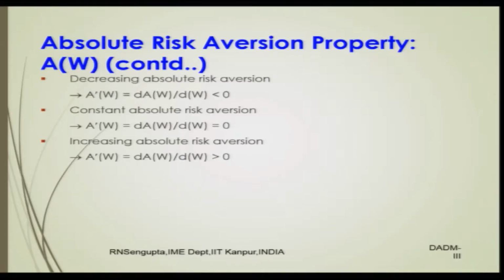If A prime is 0, that means I have a constant absolute risk aversion property, and if A prime is greater than 0, the person would have an increasing absolute risk aversion property.